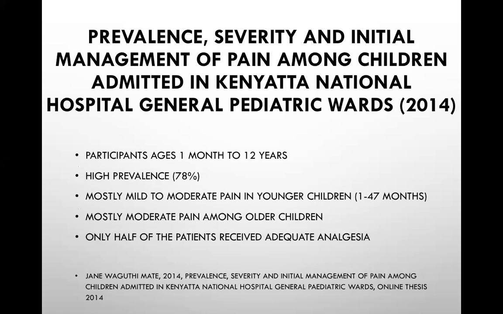This was another study, done in 2014. It's a bit old, done at the Kenyatta National Hospital General Pediatric Wards, where they found a prevalence of 78%, which is also very high. Mostly mild to moderate pain was identified in younger children and moderate pain among older children, and only half of the patients received adequate analgesia. So despite advances in oncology, undertreatment of pain is still a major problem. Pain remains a central burden associated with all cancer diagnoses. It's reported everywhere globally, the burden of cancer pain in children.